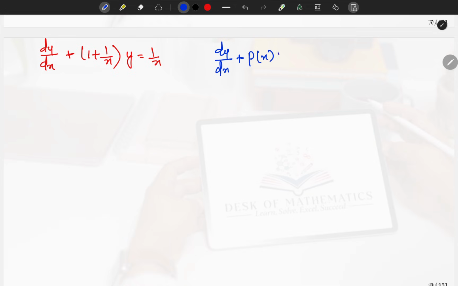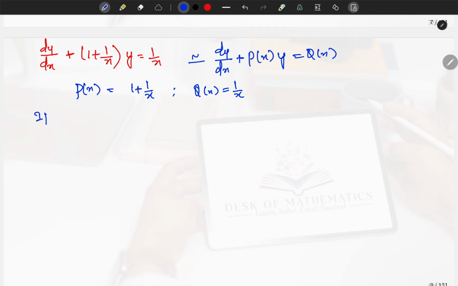Okay, similarly they may ask you the same type of question in this Leibniz linear differential equation in this way, that is if they give the question dy upon dx plus 1 plus 1 by x y is equal to 1 by x. So compare this type of linear equation with dy by dx plus p of x y is equal to q of x. That's a Leibniz linear differential equation. So what is here p of x? You know that is 1 plus 1 by x, and what is q of x here? That is 1 upon x.